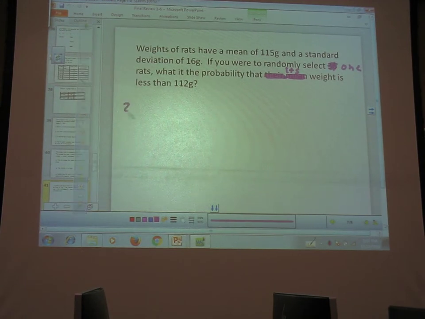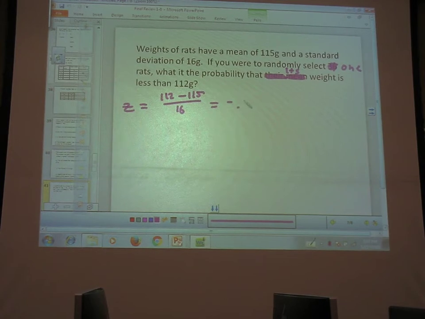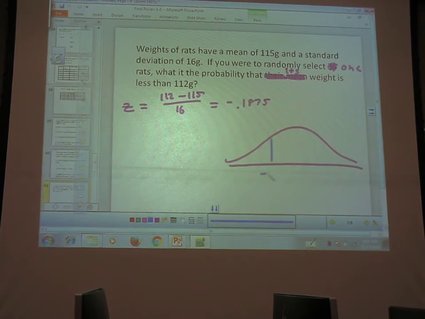So you need to find the z-score first. That is 112 minus 115, divided by the standard deviation. And you got negative 0.1875. Draw a little picture. You want the area to the left of negative 0.1875.